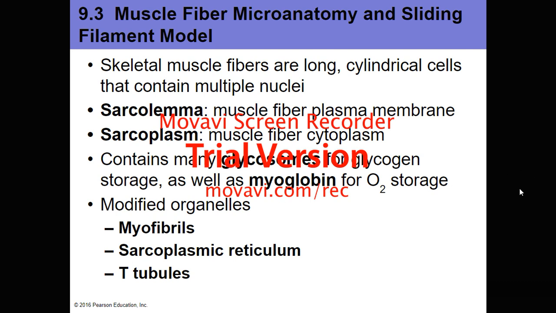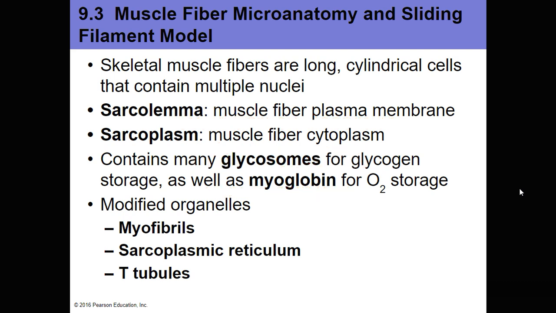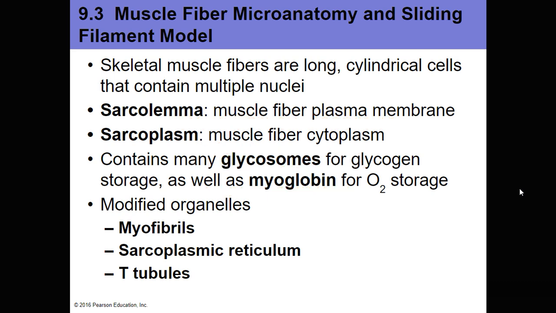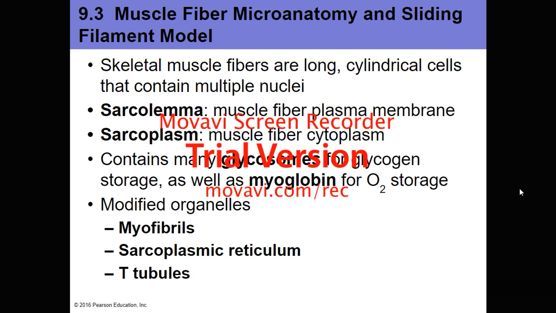But skeletal muscle fibers are long cells that contain multiple nuclei. The sarcolemma is the muscle fiber plasma membrane, and the sarcoplasm is just the muscle fiber cytoplasm. Muscles take part in contraction, so they need a lot of energy. Glycosomes store glycogen, which can be used as a glucose source for energy to generate ATP, and then you have myoglobin, which stores oxygen.